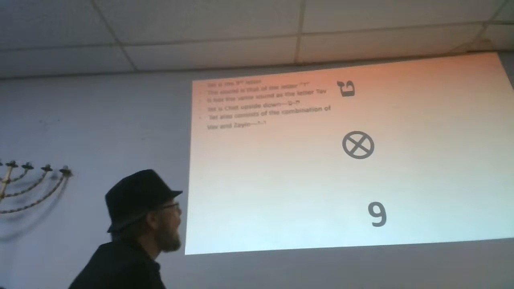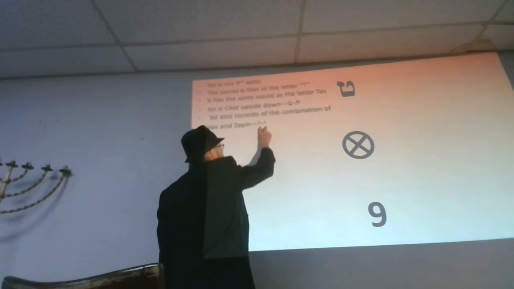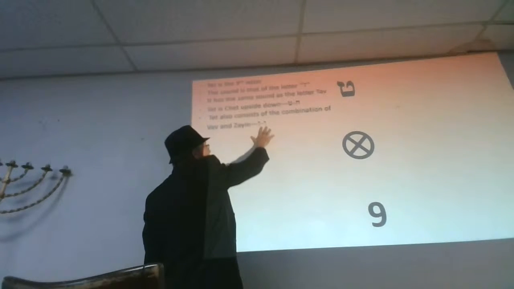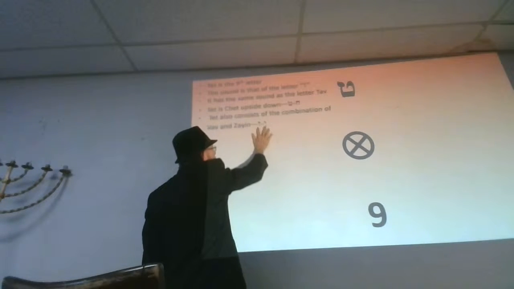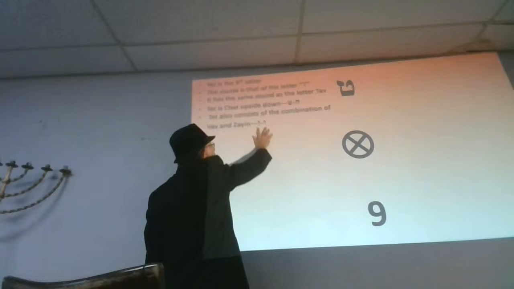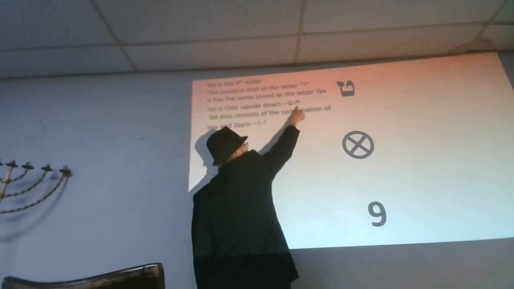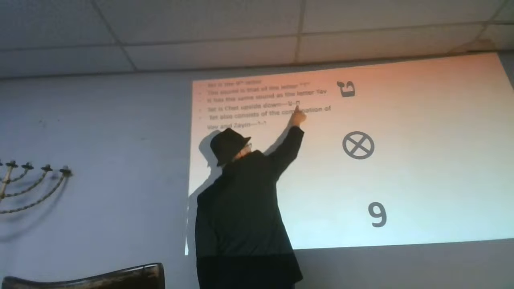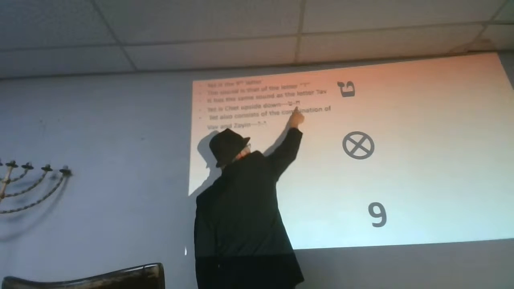And since the Vav and the Zayin from the Chet represent the wedding, represent the marriage, the Vav is the bride and the Zayin is the groom, and the groom invites the bride to come under his talit, under his chuppah. This is the two of them joined together, the male and the female joined together. So you have the Vav and the Zayin joined together.